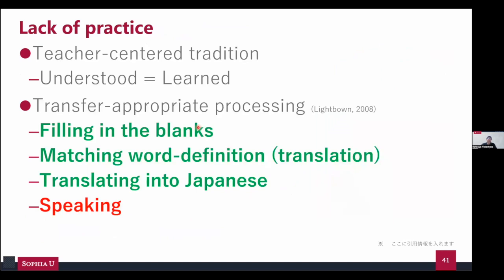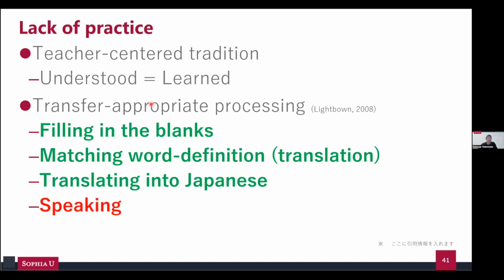And there is a lack of practice. Teacher-centered tradition: in English class, the students just listen to the teachers and assume they learn something, but they are not ready to produce the sounds yet. And transfer appropriate processing is an important theory. They are practicing solving problems for the examination. So they are good at filling in the blanks, matching word definitions, or translating into Japanese, but not at speaking, because they never practice speaking for the examination.